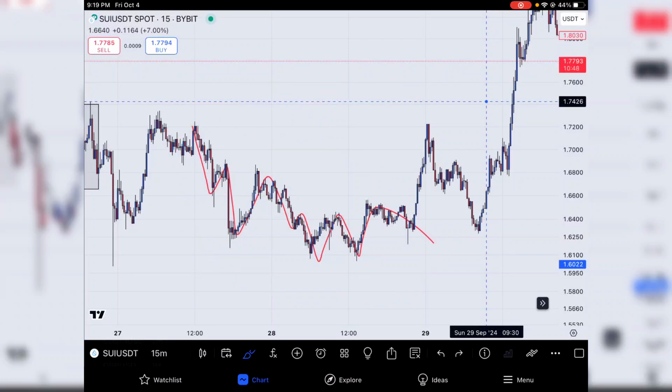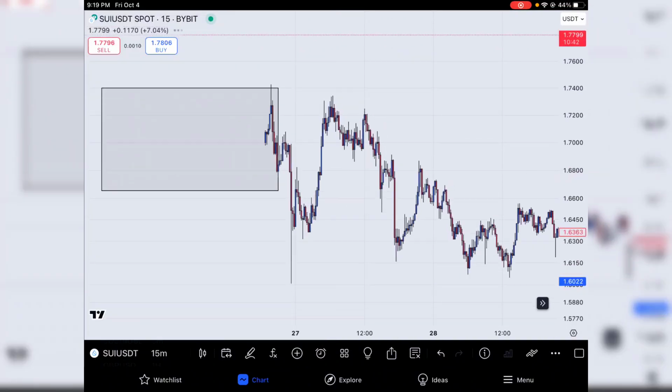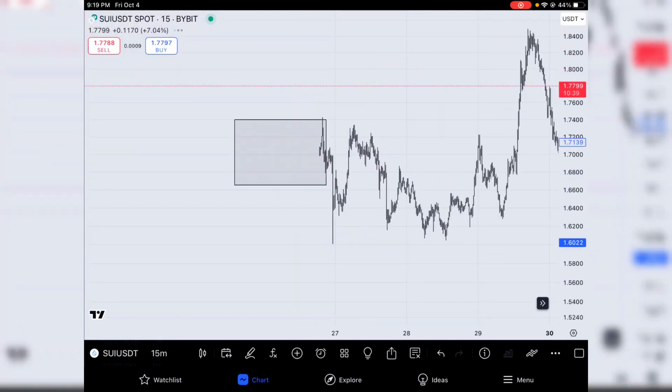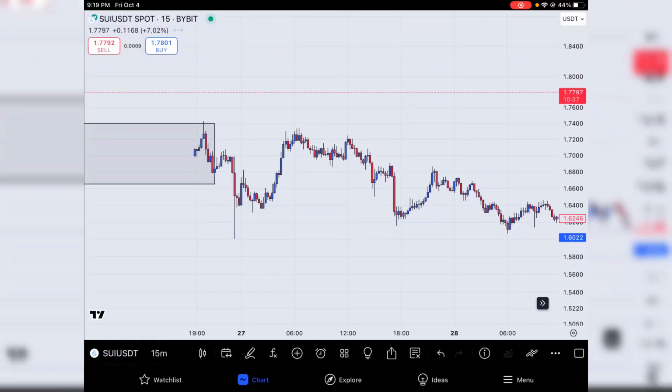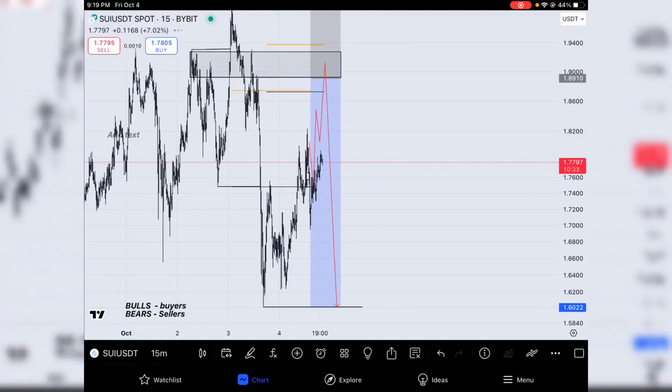So let me now go to the second type of market I taught you, the ranging market. It's a sideways market playing within a particular range. The market playing within a particular range.